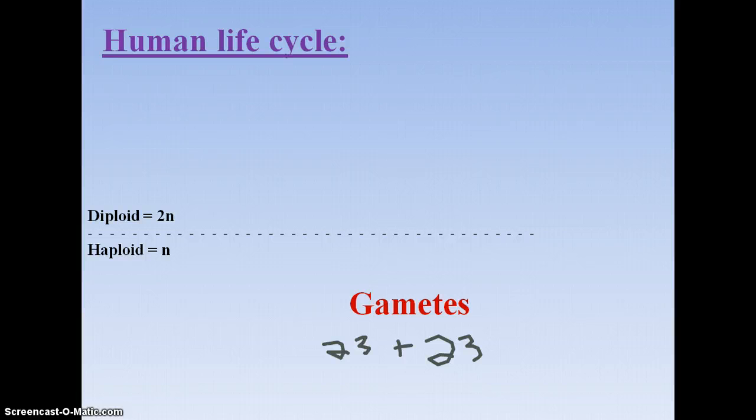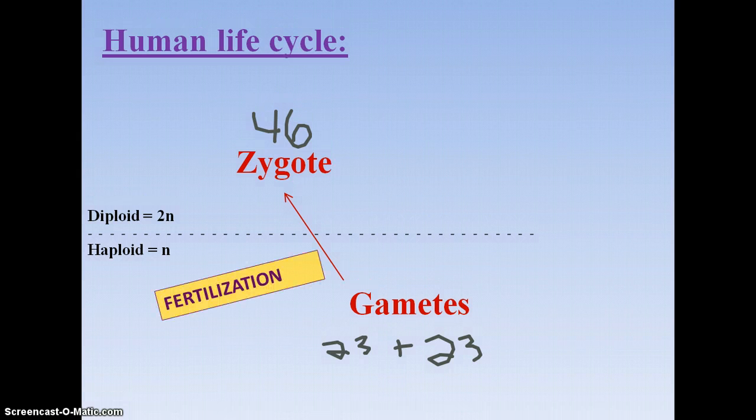When sperm and egg came together, that made a cell, 23 plus 23. You started off as a single cell called a zygote. That process is called fertilization. So when sperm and egg come together, we call that fertilization.